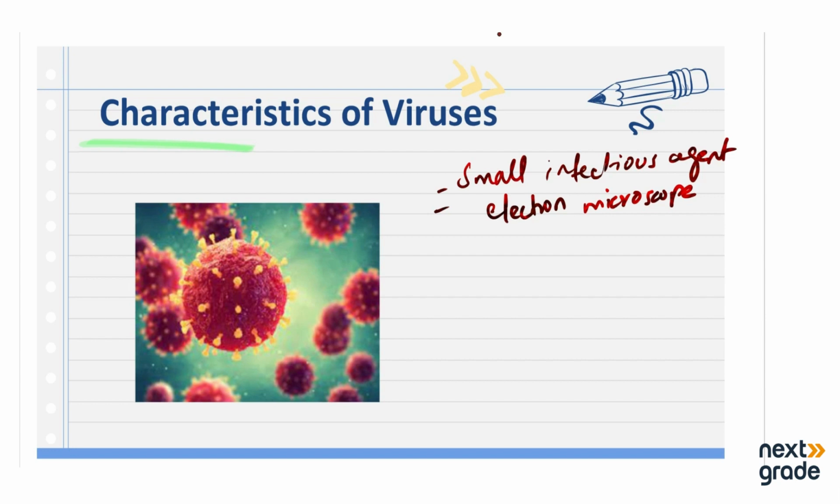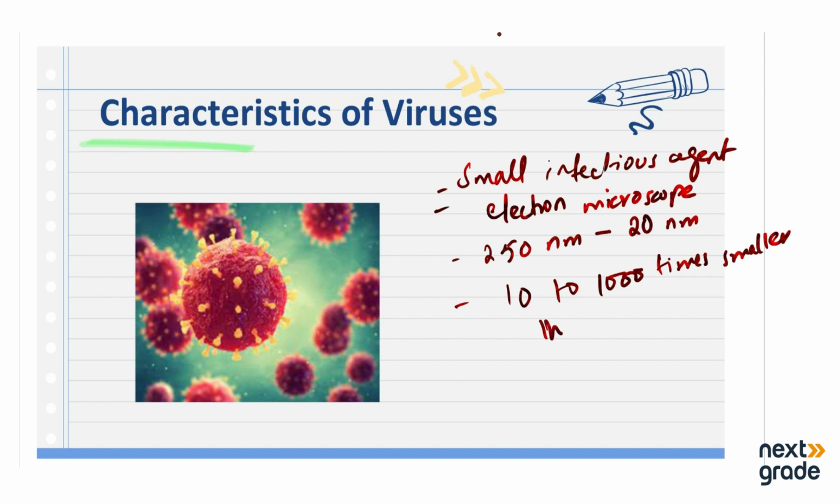They range in size from 250 nanometers of pox virus to 20 nanometers of parvovirus. They are about 10 to 1000 times smaller than bacteria. They are so small that they can pass through the pores of a filter through which bacteria can't pass.